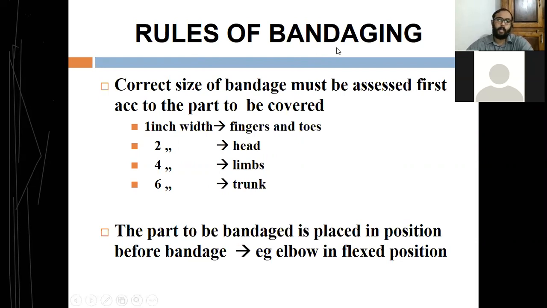Coming to the rules of bandaging, the correct size of the bandage must be assessed according to the part to be covered. This measurement is given in operative surgery. In fingers and toes, 1 inch or 2.5 centimeter width, and we can take a length of maximum 1 meter. In head, we can take 2 inch width, and for that, a length of 3 meter. In upper limb, we can take 4 inch.